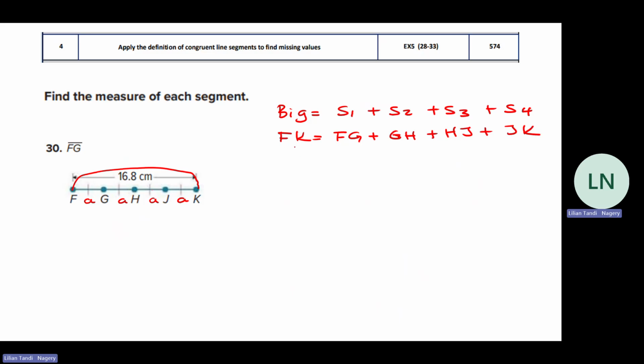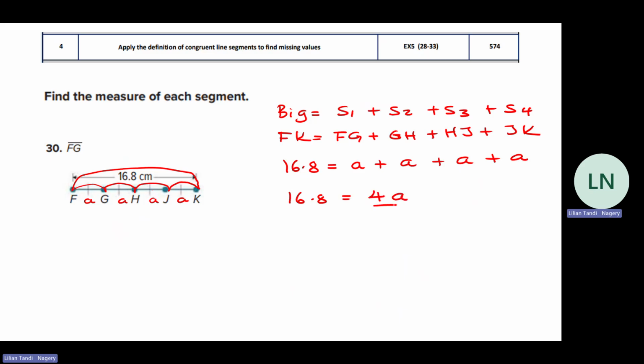Do I know FK? Yes. FK is 16 and 8/10. Do I know FG? Yes, it is A according to my picture. Do I know GH? Yes, it is A. The same thing, the same thing. How do I know I'm correct? I have 4 parts that have to be the same measure. So that means I have to repeat my half 4 times. Okay? So this becomes 16 and 8/10, which is equal to 4A.